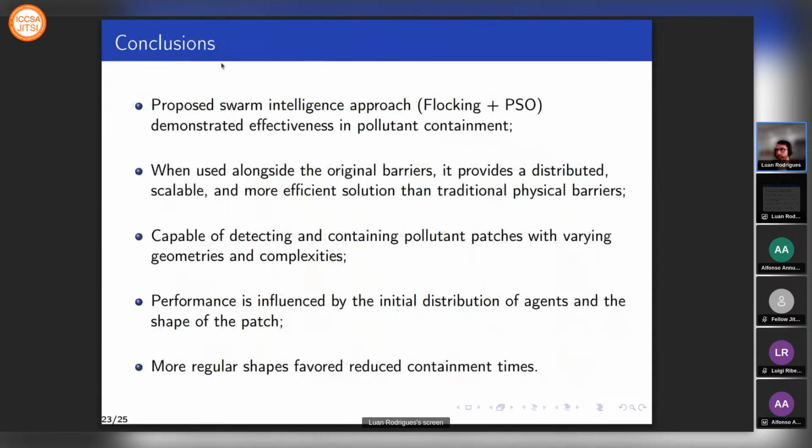So the conclusions that we had was the proposed swarm intelligence approach using flocking and PSO was an effective oil containment strategy, and also scalable, which was proven when we varied the type of shapes and the launch site's location. Also, more regular shapes made it easier to reduce containment time.